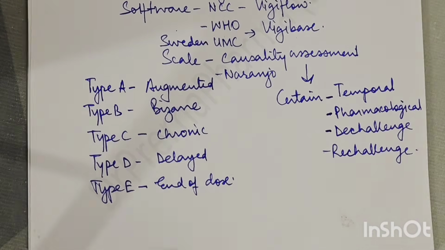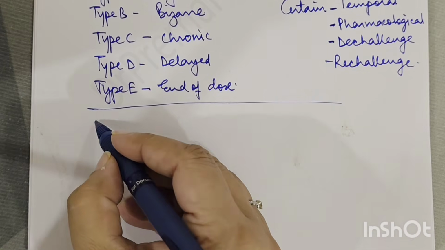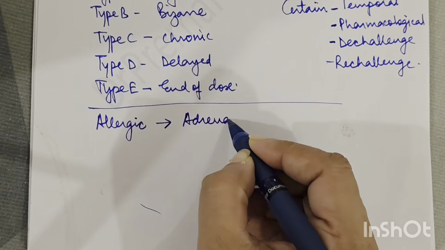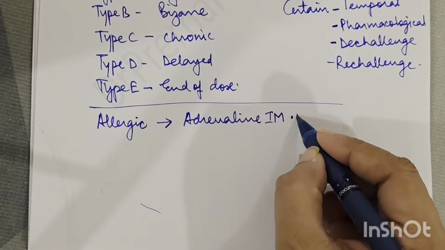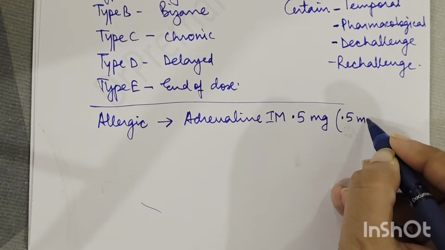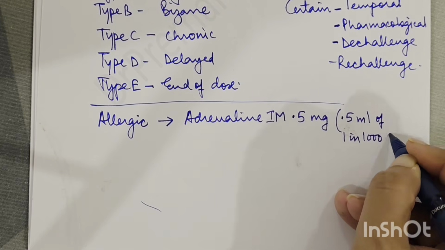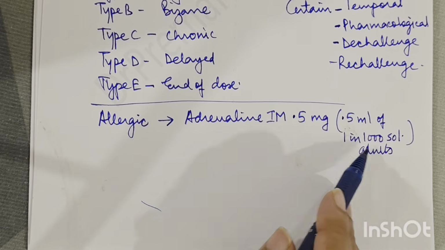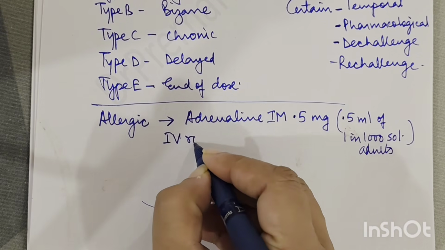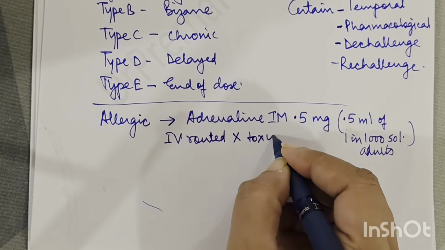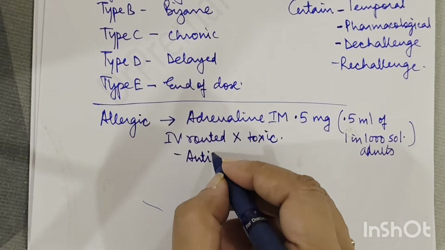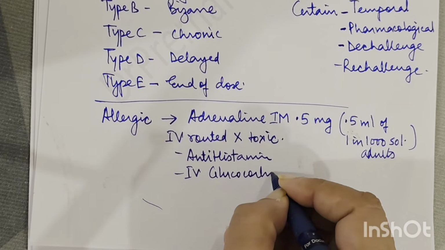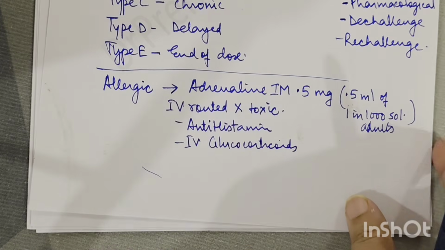ओके, एक इंपॉर्टेंट चीज जो यहाँ पे मैं आपको साथ के साथ बताना चाहूंगी, that allergic reactions हो गए, anaphylactic shock हो गया, उसमें adrenaline is given by IM injection 0.5 mg, that means 0.5 ml of 1 in 1000 solution in adults. Please remember this dose. You should not make a mistake. It is 1 in 1000 solution given by IM route. IV route not given because it is toxic. Apart from that, we give antihistaminics, okay, and we give IV glucocorticoids also. So this is something very important.